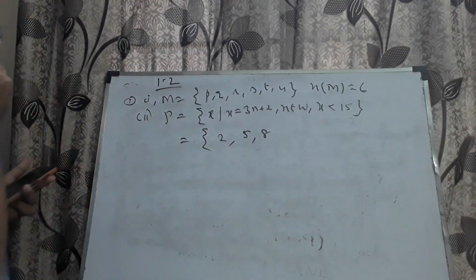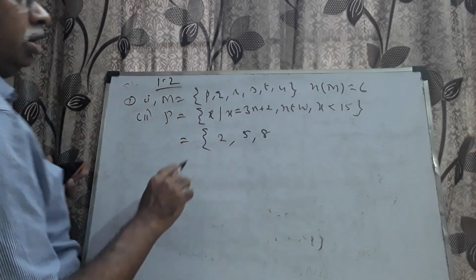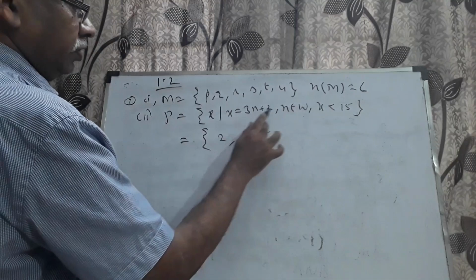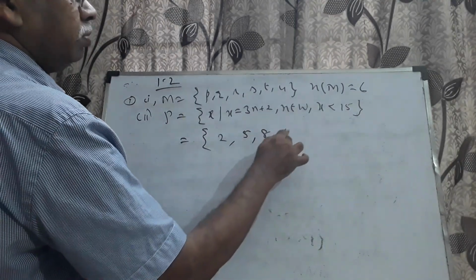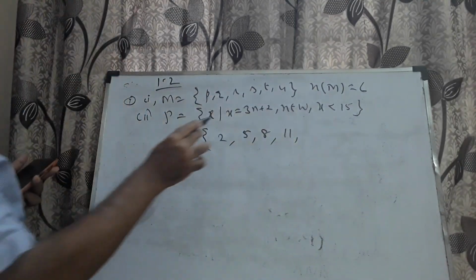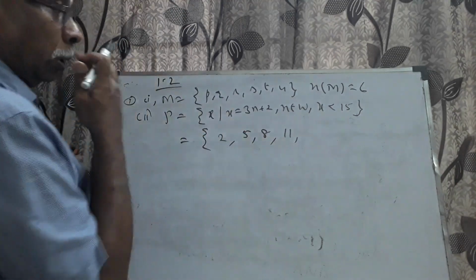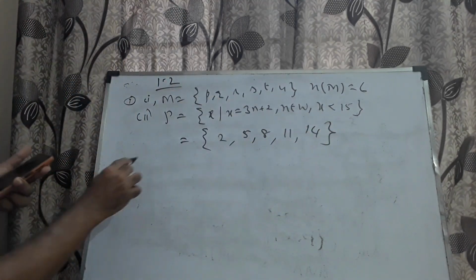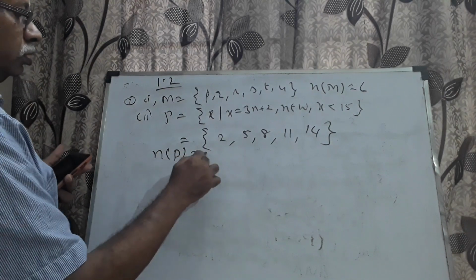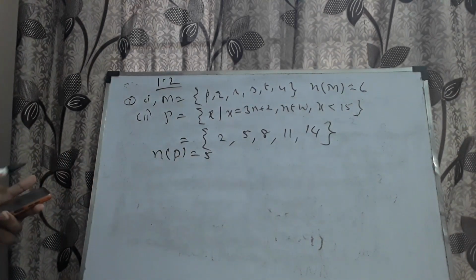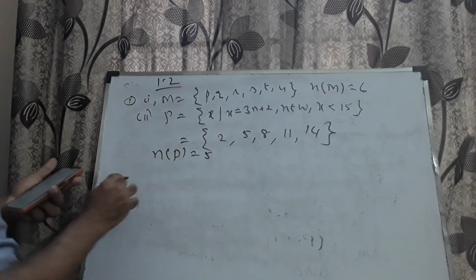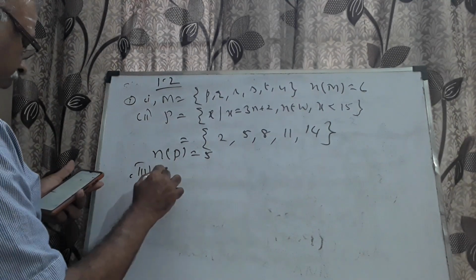There is an increment of 3 everywhere. 3 plus 2, 3 2s are 6, 6 plus 2 is 8, 9 plus 2 is 11. Then of course 12 plus 2 is 14. X is less than 15, given. How many elements are there? N of P is supposed to be 5. There are 5 elements here. Unless you are able to list them out, you won't be able to identify the number of elements.